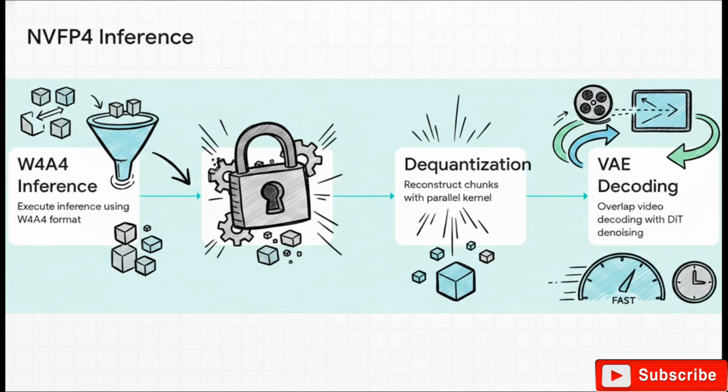And fourth, and this is just genius, they use streaming VAE decoding. This lets them overlap the video decoding process with the DiT denoising process. By running those simultaneously, they directly slash end-to-end user latency.